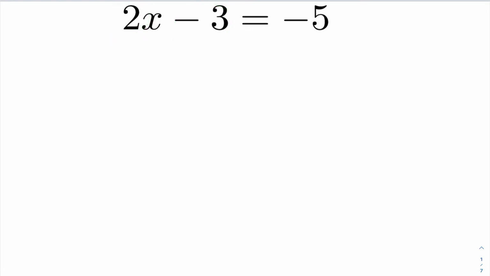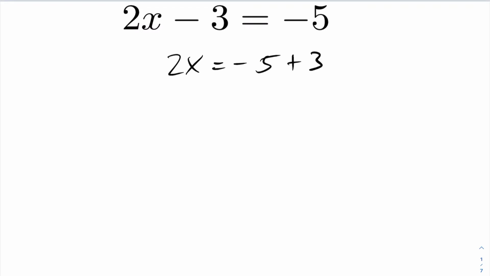As a rule, what you get rid of first is the number that is not connected to the variable. So in this case, the number that's not connected to our letter x. That means I need to move the minus 3 first. To move the minus 3, we have to add 3 to both sides of the equation. That'll give us 2x equals negative 5 plus 3.